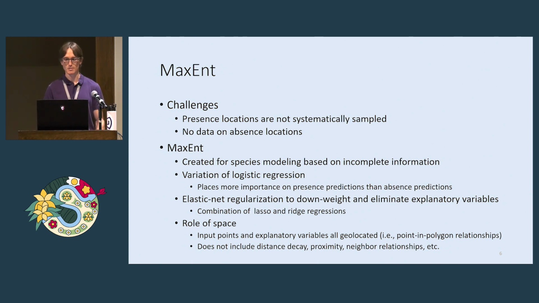The data used in the model is aligned based on geographic location, but the model itself does not consider the geographic relationships like distance decay or proximity. And the strength of this setup is that once the model is trained, it can predict at any geographic location where the explanatory variables are available.